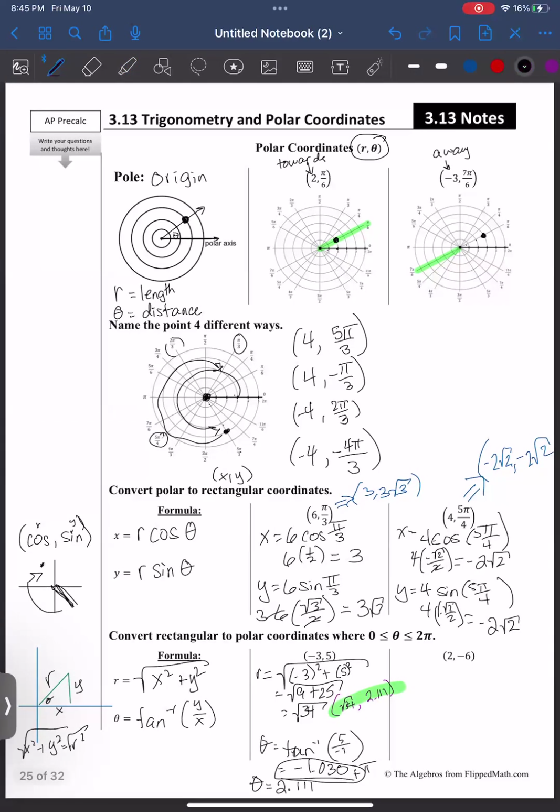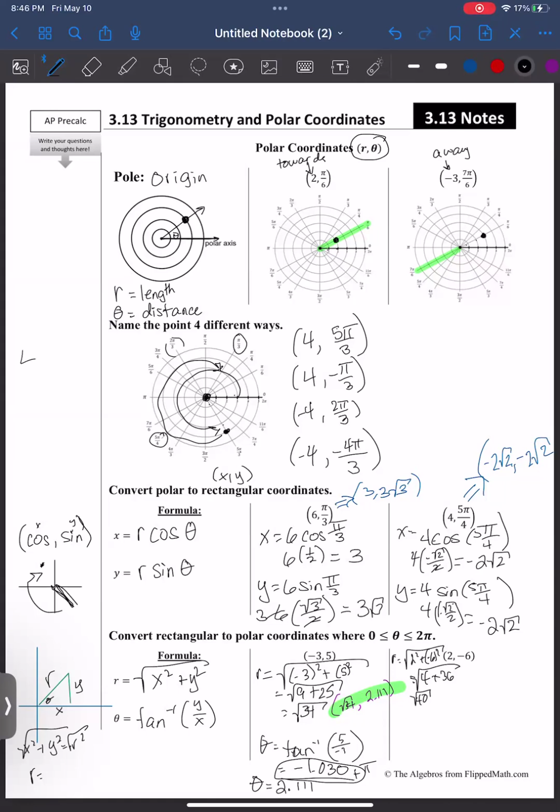Well, the radius is going to be the square root of 2 squared plus negative 6 squared, which is the square root of 4 plus 36, or square root of 40, right? Now you can leave it at 40, but remember that if this is on the FRQ section, you do need to convert the square root of 40. It needs to be in a simplified radical.